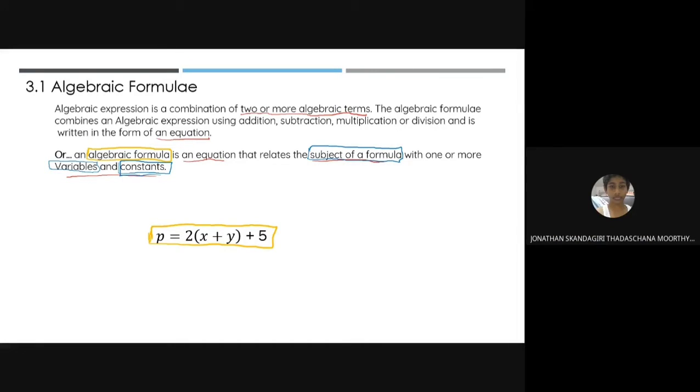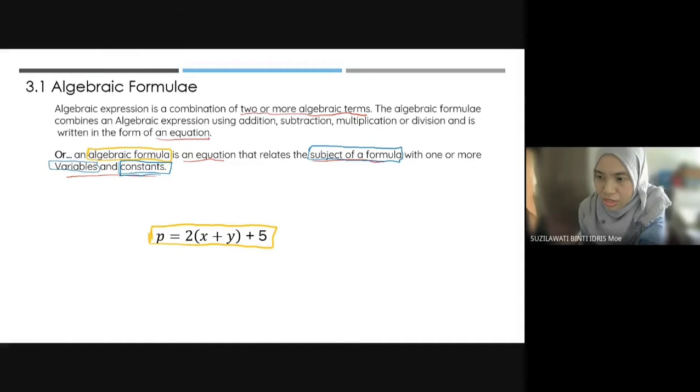Good try. Leon said, which one is subject of formula? Algebraic formula P. John said P. Okay. Isaac said the bracket. Leon said X, variable in the bracket. Daniel cakap, Aaron, Isaac said P equal to 2x plus y plus. Okay. Good try, boys. Thank you very much for answering.